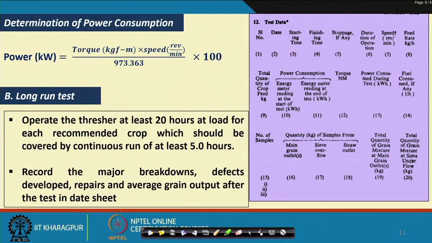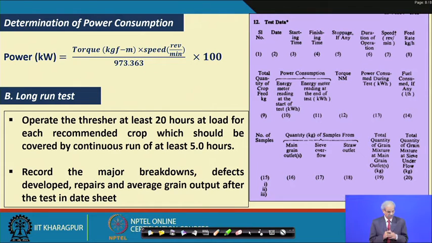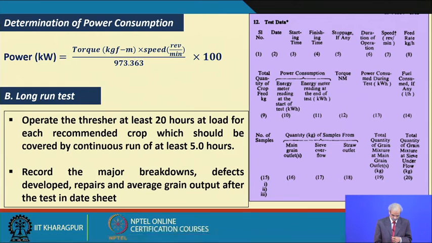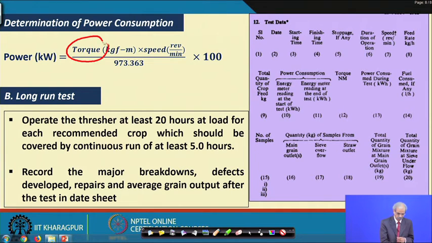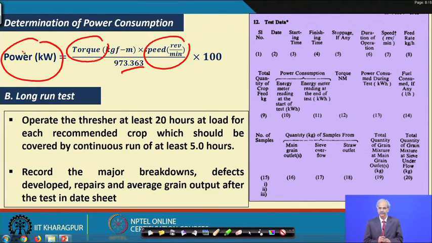Now, here what BIS wants is that you should be in a position to find out the torque of the thresher and the speed at which it is moving, in revolutions per minute. It is because of the units that you get this, and into 100 will give you percent. So, this will talk to you about the total power in kilowatt.